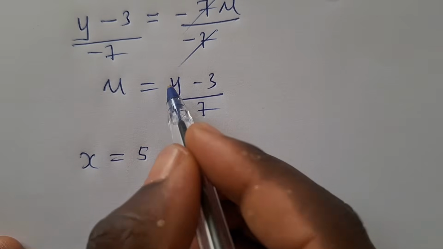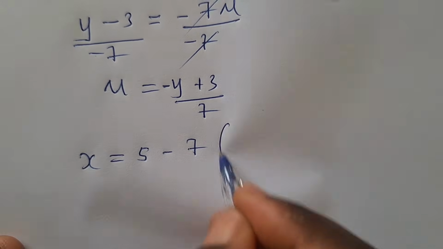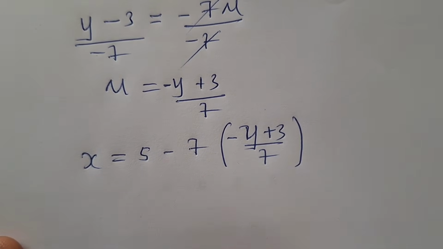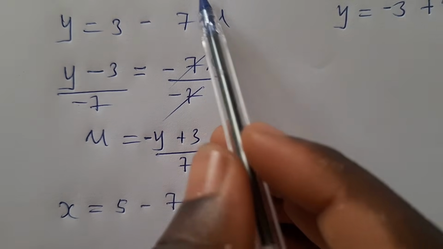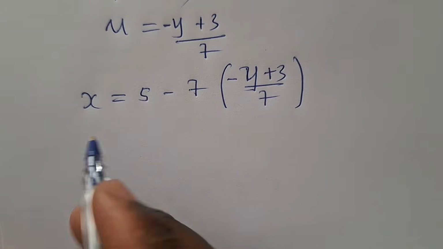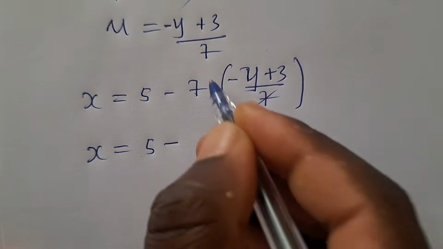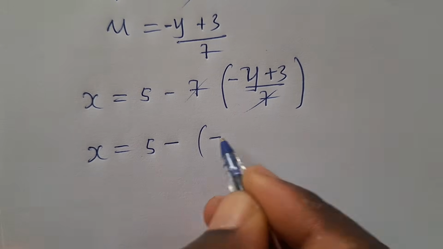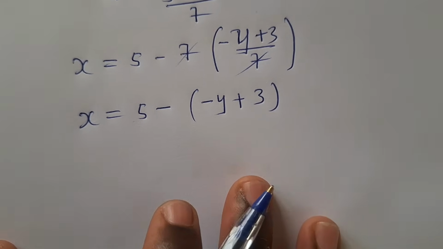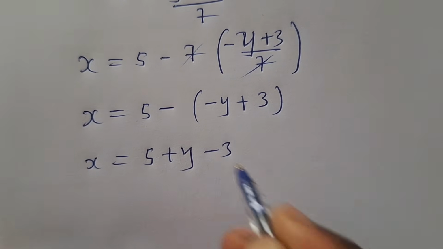Actually here, when we divided, this turned into negative, this one positive because of this negative sign. Okay? Hopefully you are following. So we just substitute this where mu is, in the other equation here. And this will be x is equal to 5 minus this, and this will go. We shall remain with a negative y plus 3. Then here x will be equal to 5 plus y minus 3.